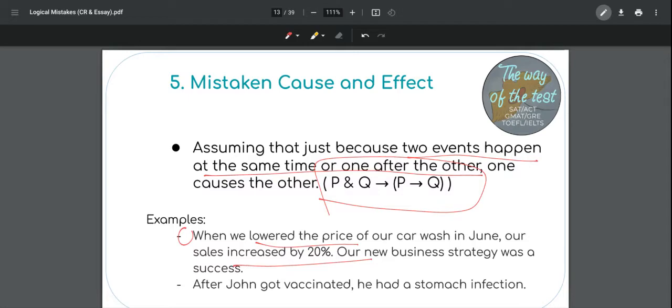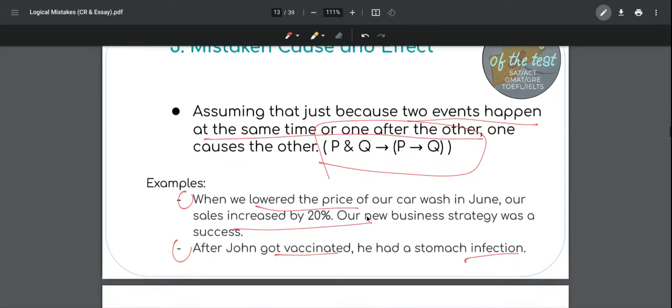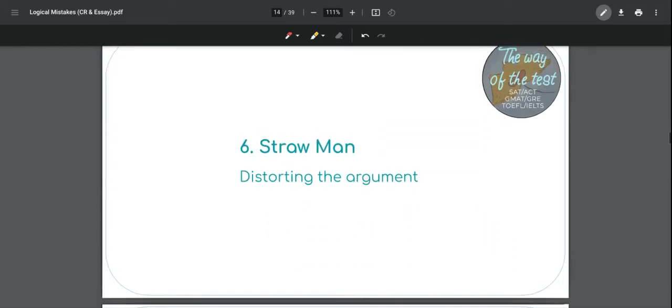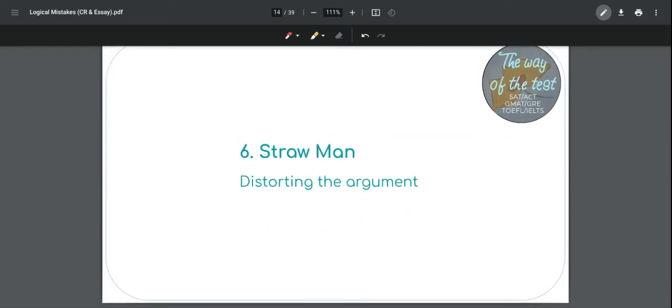Example number 2: after John got vaccinated, he had a stomach infection. For anti-vaccine people, this may lead to the conclusion that the vaccine caused the stomach infection. But again, we don't know. We don't know what he ate. We don't know what other conditions there were. We have no idea. If we don't have any other information, we cannot safely assume that the vaccine caused the stomach infection.